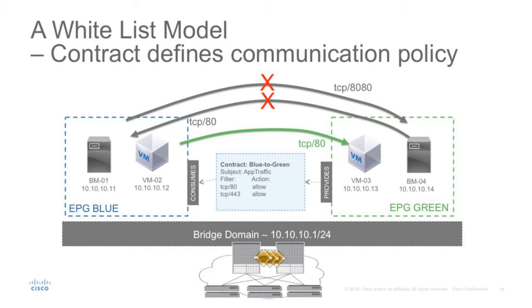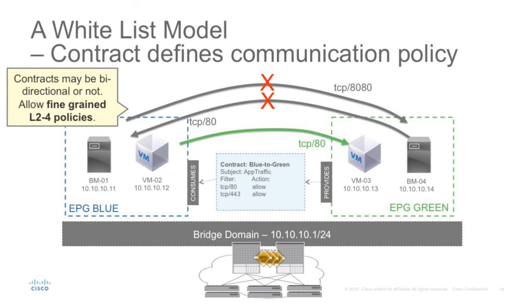Similarly, in this case, if the green EPG tries to open connections to other ports on the blue EPG or even to the same ports on the filter, those connections will be dropped as well, because the contracts can be unidirectional or bidirectional. It depends on who provides and or consumes the contract. So this allows you to define very fine-grained L2-4 policies for any type of connectivity between external endpoints and EPGs or between EPGs.